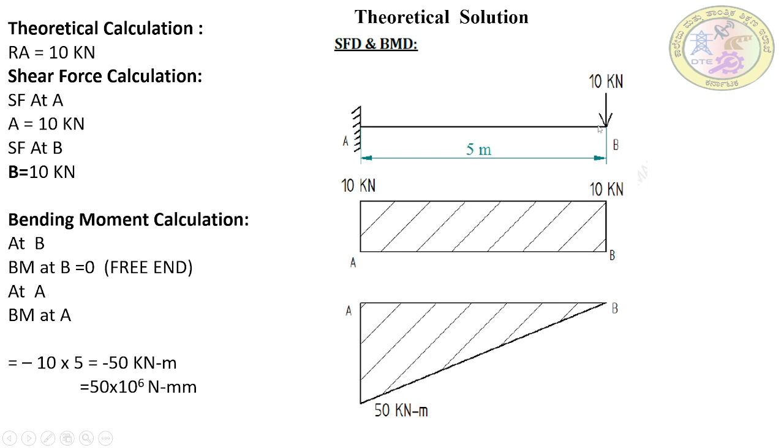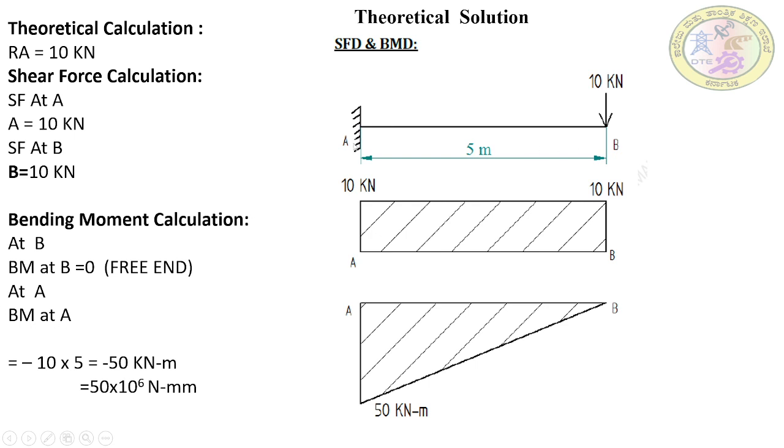Why? Because one point we should know is that the bending moment is always 0 at the free end. At the free end we have a load of 10 kilonewton, but since the bending moment is the multiplication of load into distance, the distance from the 10 kilonewton load to B is 0. Anything multiplied by 0 is 0. So 10 into 0 is 0. So the bending moment at the free end is always 0. Next, we don't have any point from B to A, so we need to calculate the bending moment at A.